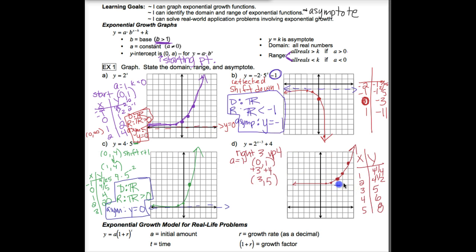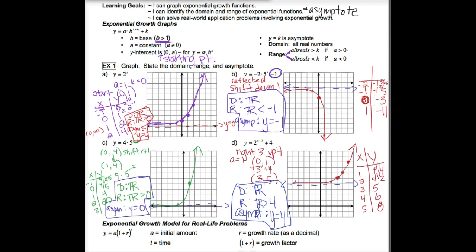So I'm going to draw in my asymptote here. You should know its equation because, again, your asymptote is always located at your k value. So k is 4, so y equals 4 is your asymptote. The domain and range, domain is all reals because it's going on forever both ways. The range, my y values start at 4, but not including 4, and they get bigger. So all reals greater than 4.